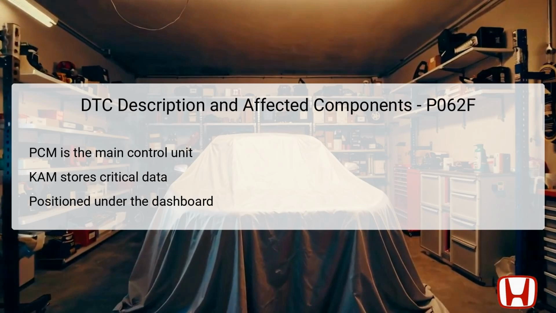The KAM is critical as it retains information even when the engine is turned off, which helps the vehicle adapt to changing conditions efficiently. The PCM is usually located under the dashboard, making it accessible for diagnostics and repair. Understanding the functionality of these components is key to identifying the source of the error and implementing the appropriate fixes.